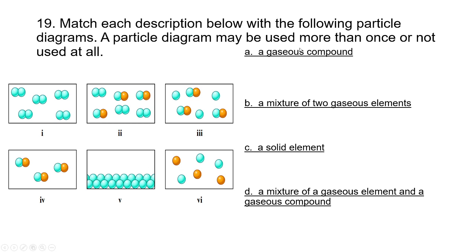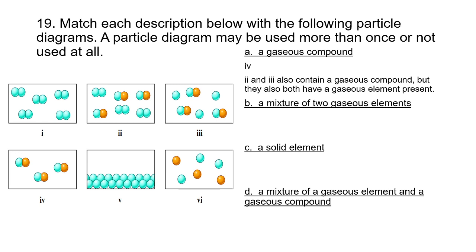So let's find one that's a gaseous compound. The only one that's a true gaseous compound would be letter 4. A compound, again, contains different types of elements. So here I have a different element with a different element, a different element with a different element, and a different element with a different element. And I know it's gaseous due to the spacing. These are very well spaced out. They're not in tight together, which would indicate a solid, or tight together but not orderly like a liquid. So number 4 would be the best answer.